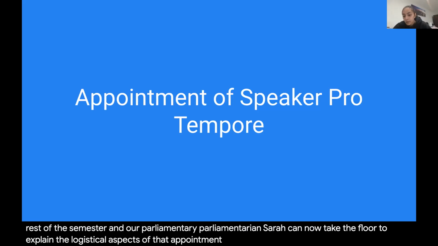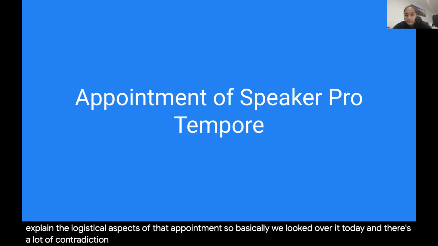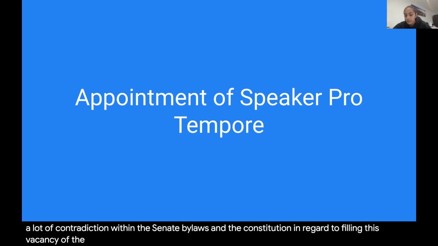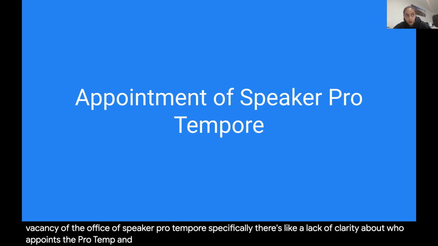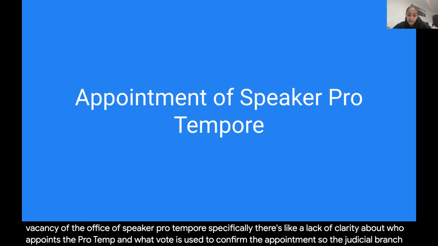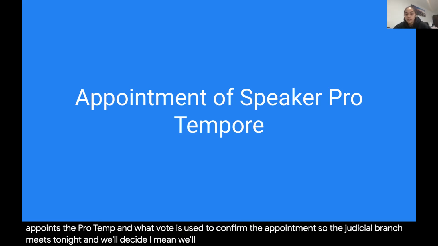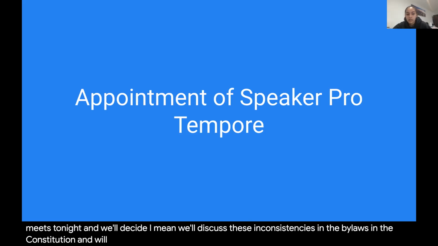Thank you. So basically, we looked over it today, and there's a lot of contradiction within the Senate bylaws and the Constitution in regard to filling this vacancy of the office of Speaker Pro Temp. Specifically, there's a lack of clarity about who appoints the Pro Temp and what vote is used to confirm the appointment. So the judicial branch meets tonight, and we'll discuss these inconsistencies in the bylaws and the Constitution, and we'll work towards coming to a decision hopefully tonight about what procedure is most appropriate and effective for the Senate.